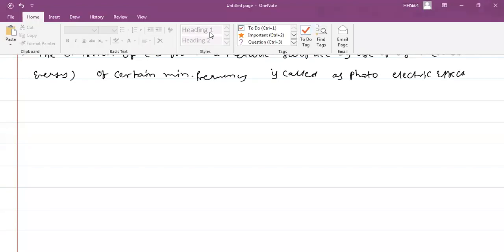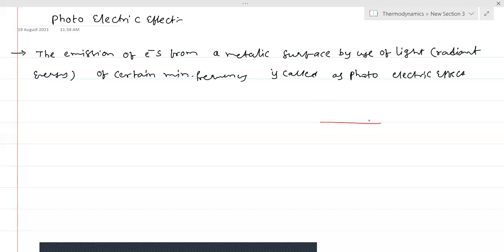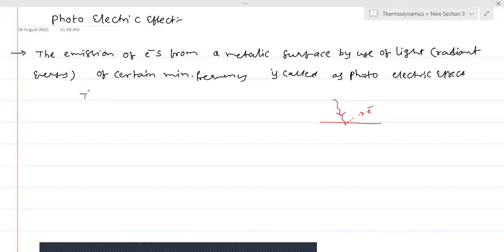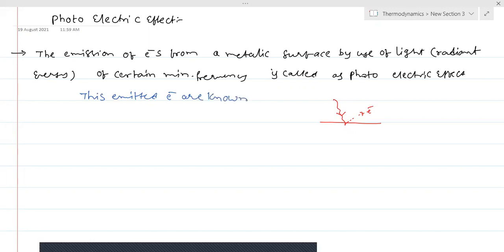So that means we are taking a sample like alkali metals, and when we make some photons incident, the photon is able to eject an electron. When the electrons are emitted, this phenomenon is known as the photoelectric effect, and these emitted electrons are known as photoelectrons.